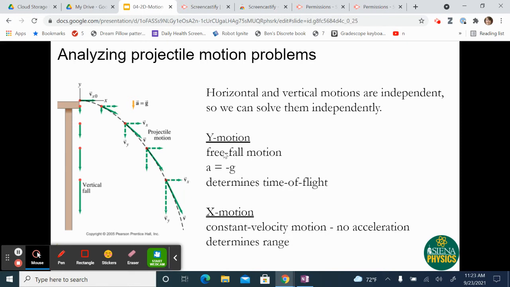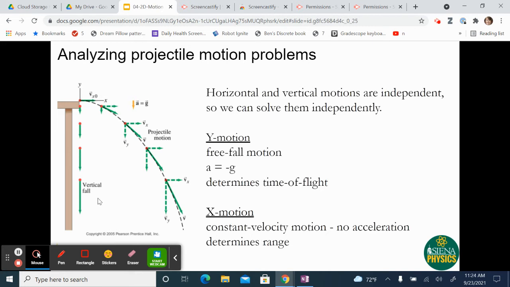So for the y motion, we want to think about it separately. And we know that we have an acceleration. So we're going to use the kinematic equations where a has a value, right? It's going to be the same as g, the gravitational constant. And for x motion, we're just going to use the constant velocity equation. So we have no acceleration. And that'll determine the range.